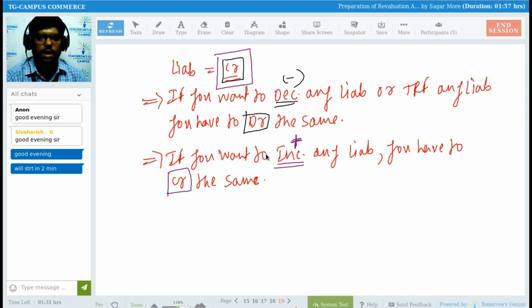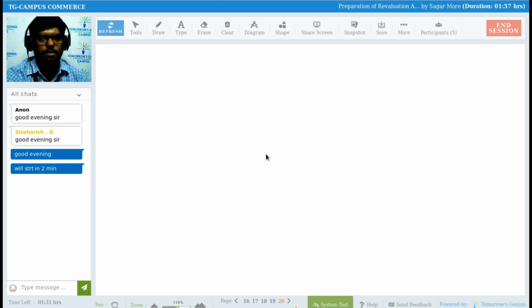If you understood this, Shivarish, Sadhna, Dhanushri, tell me about the asset. What will be the asset? What will be for the asset? I'm writing here. Asset means debit. Asset means debit. Okay, so I'm writing here.